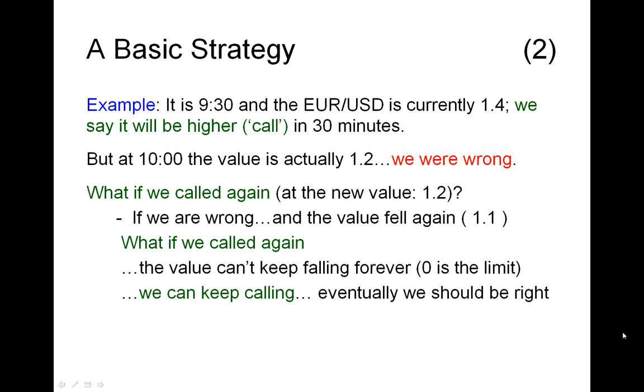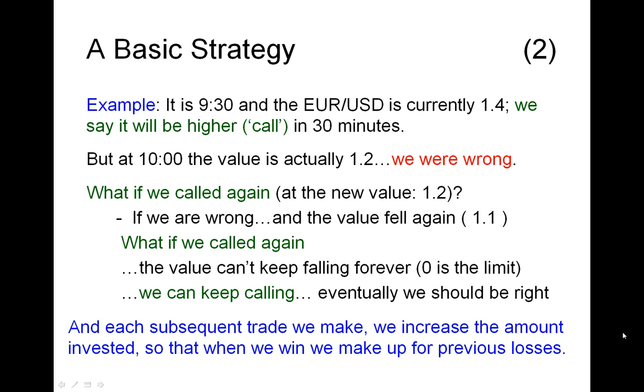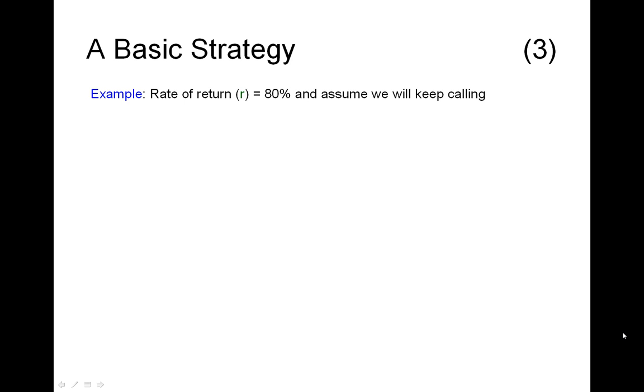Now the idea here is that the value can't keep falling forever. 0 is the limit, and under all practical considerations, there's no reason why the euro to the US dollar should ever hit 0. Therefore, we can keep calling, and eventually we'll be able to get it right. And each subsequent trade we make, we increase the amount invested so that when we win, we make up for our prior losses. Let's take a look at what this will look like.